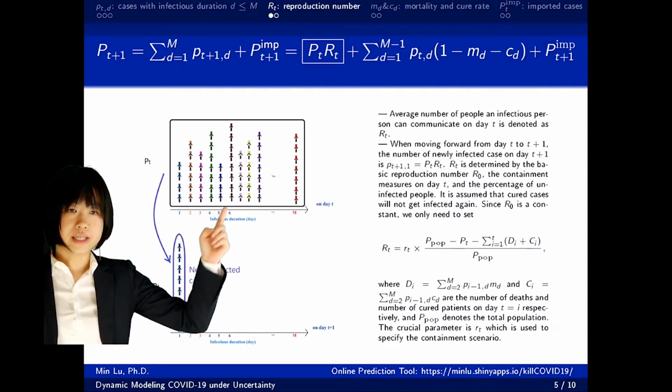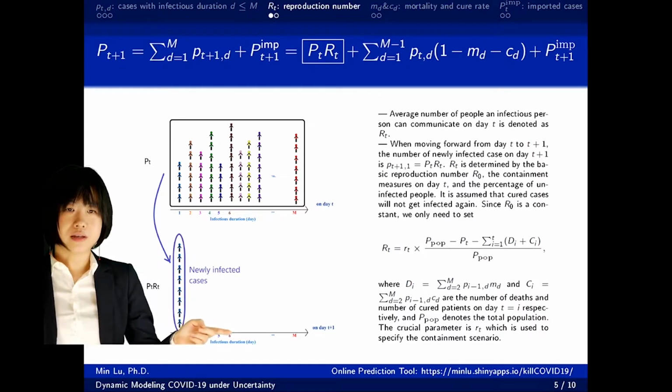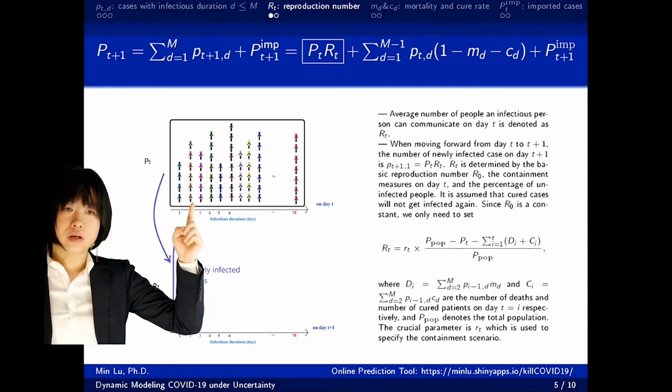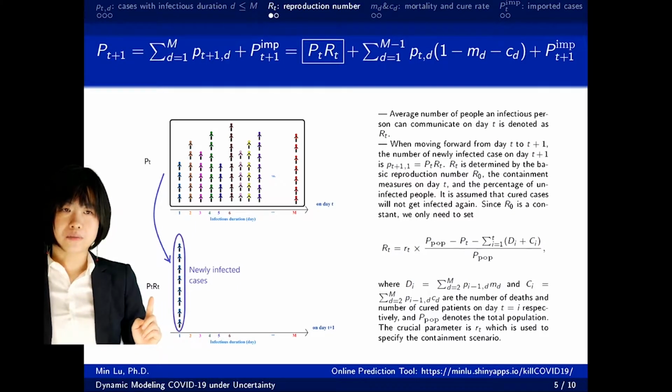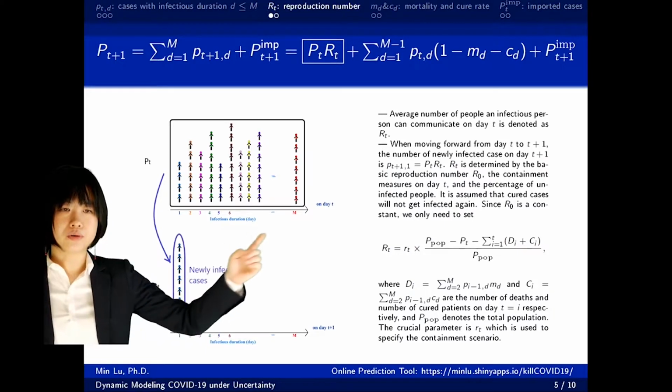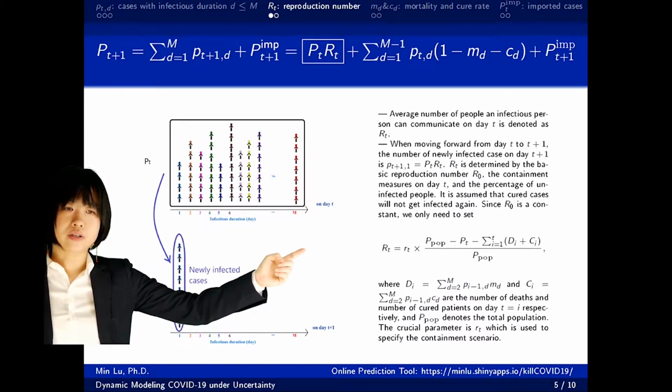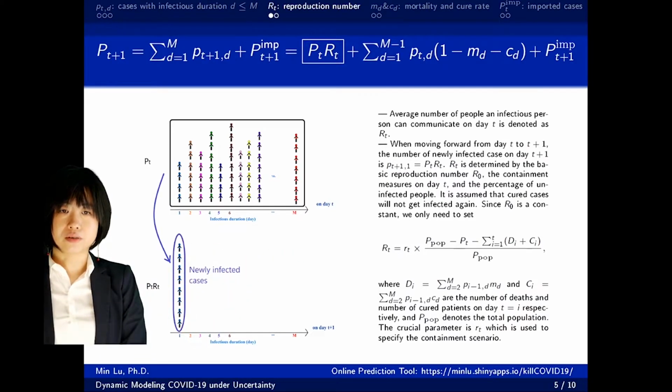When moving from day t to day t plus 1, the number of newly infected cases is the number of the total infectious cases on day t times the reproduction number, which can be interpreted as average number of people an infectious person can communicate on day t. When we consider this reproduction number, we have taken into account of the percentage for uninfected people. For example, if the population are all infected, of course the reproduction number will be 0.